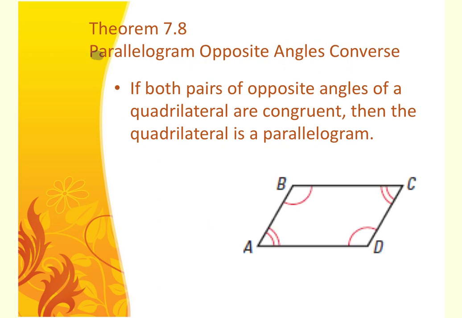Next up is parallelogram opposite angles converse. Again, converse being the operative word because we're proving that it's a parallelogram. If both pairs of opposite angles of a quadrilateral are congruent, then the quadrilateral is a parallelogram. I've got both pairs of my opposite angles marked as congruent, so this is a parallelogram.